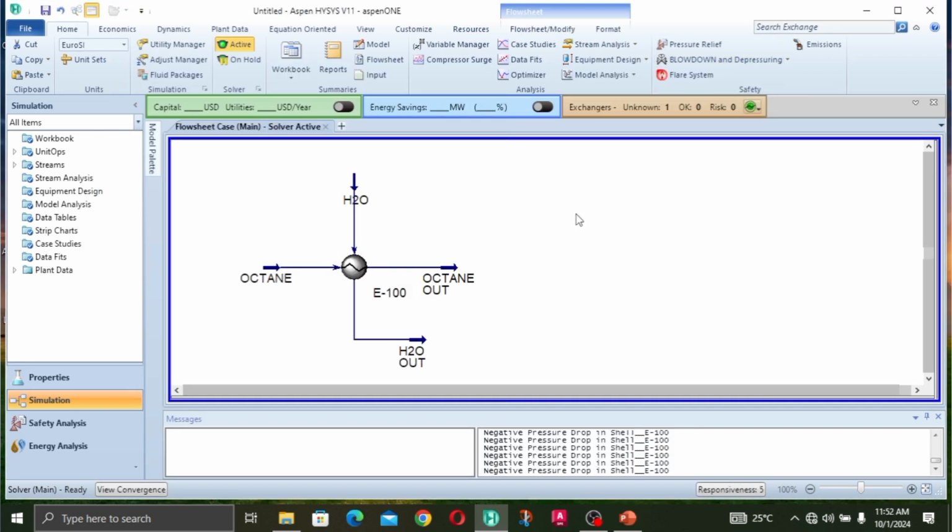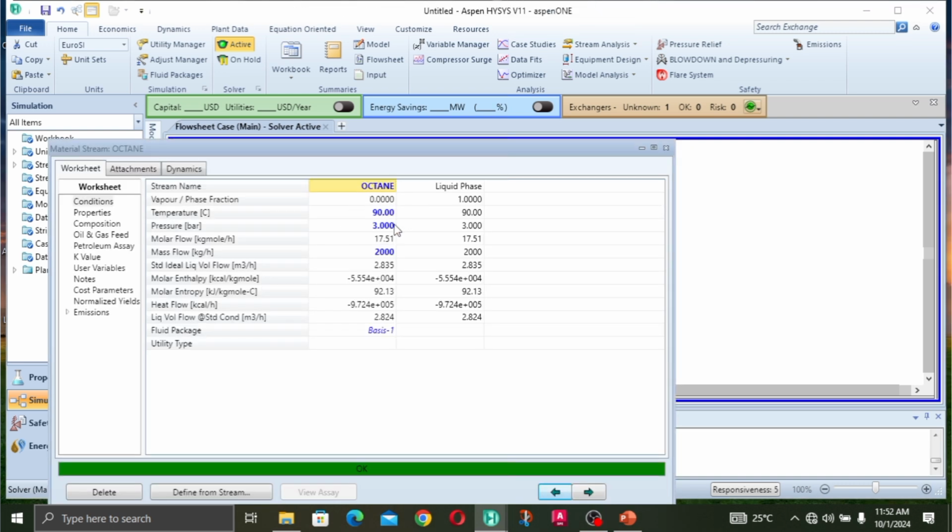This is what it looks like in the modeling and simulated environment. You can see the hot inlet temperature to be 93 bar.